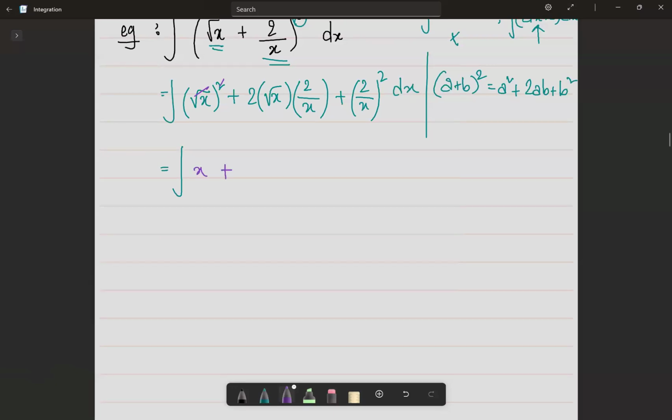Then we have plus 2 into 2, 4. This root x is in the numerator, so root x, and then you have x in the denominator. Then you have plus. This square is over both 2 and root x because it's over the bracket, so whatever is inside, both of them will get squared. So 2 square is 4 divided by x square. Let me write it by breaking it down: we will have 2 square and x square. And lastly, we will have a dx in here. So what do we get?